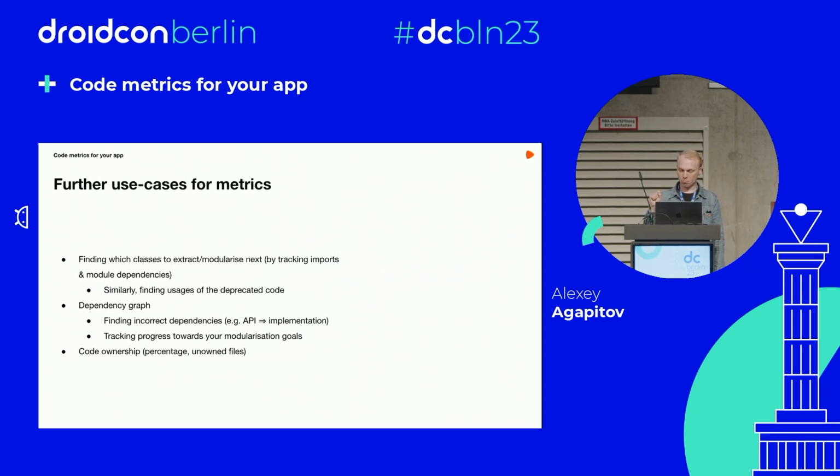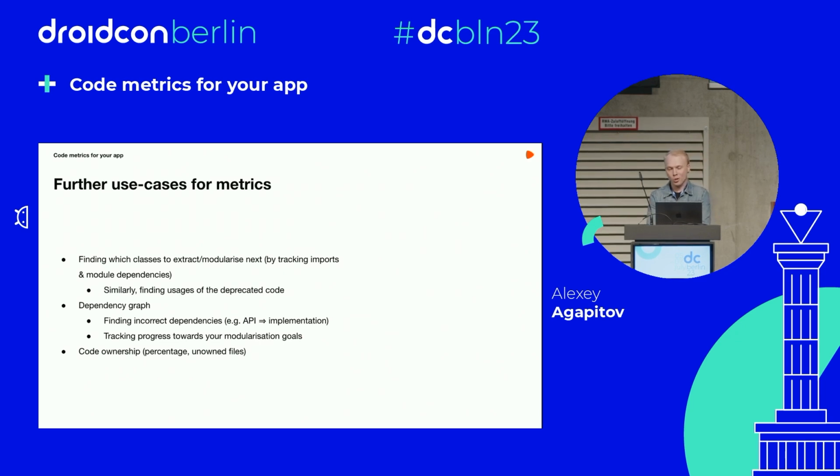Then I would like to close the presentation with more examples, right? So this is just one of the metrics that we collect at Zalando, and we have other things that we could measure. So when we were working, for example, on modularizing the monolith, the natural question which comes up is, what do I modularize next? How do I find the classes which I use the most and which I should move to get the most out of this change?